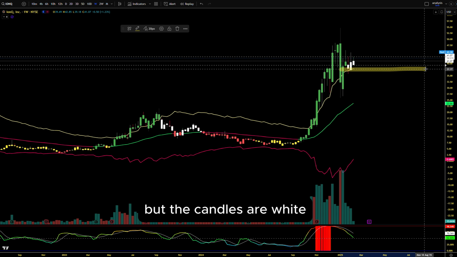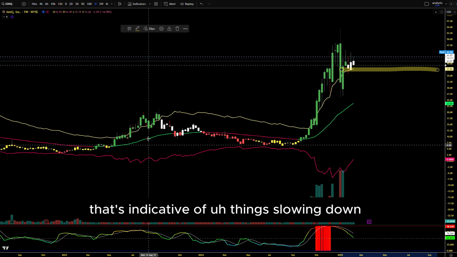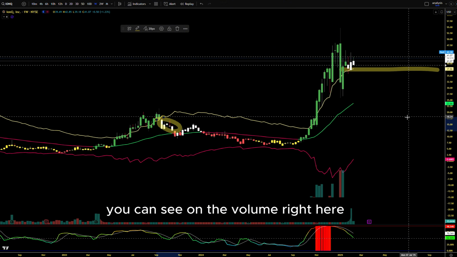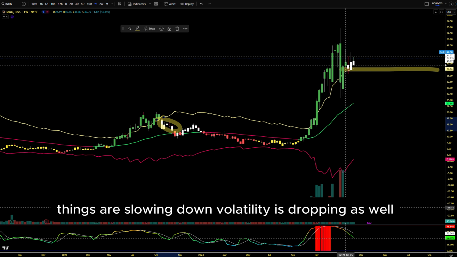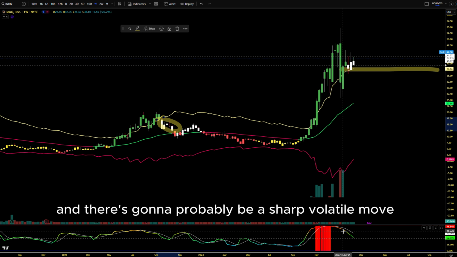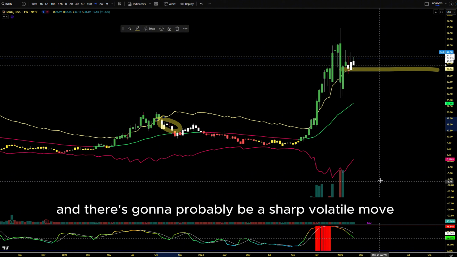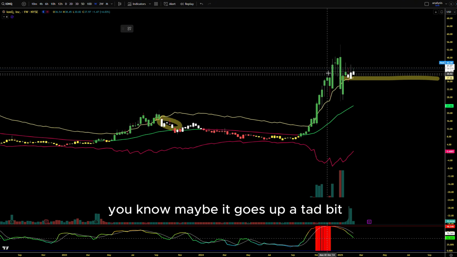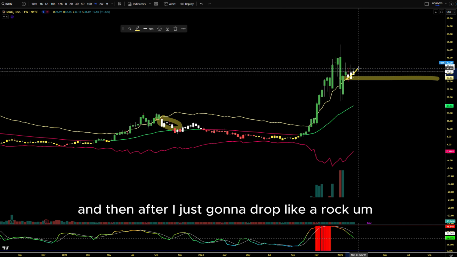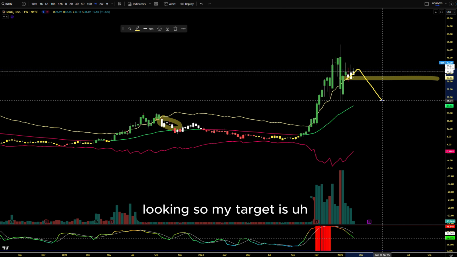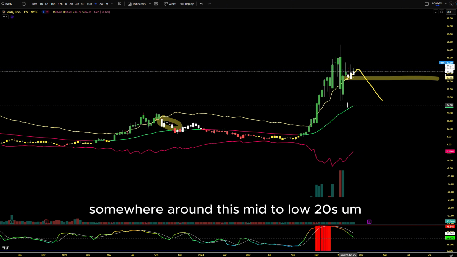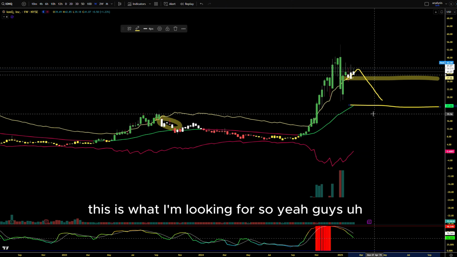But the candles are white, and usually when the candles are white, that's indicative of things slowing down. You can see on the volume right here, things are slowing down. Volatility is dropping as well, and there's probably going to be a sharp volatile move. Maybe it goes up a tad bit, and then after that, it's just going to drop like a rock. So my target is somewhere around the mid to low 20s. This is what I'm looking for.